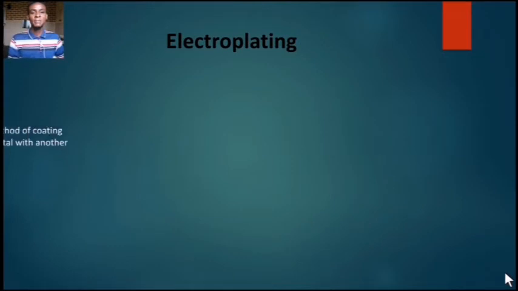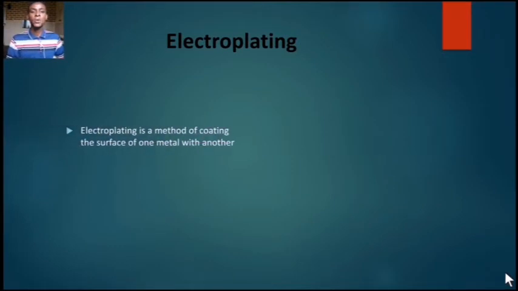Electroplating. Electroplating is basic. Electroplating is a method of coating the surface of one metal with another, just like I explained, giving you gold earrings, electroplated gold earrings. It could be pure gold, but most of them are just electroplated. Electroplated spoons, silver spoons, and the rest of them. Most are electroplated and not pure silver spoons. So how do we do this?